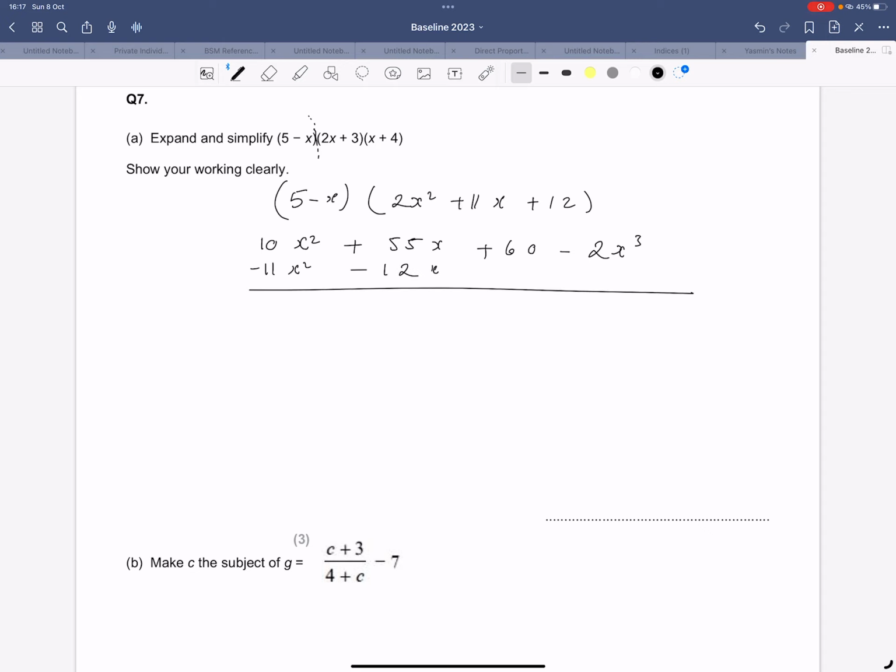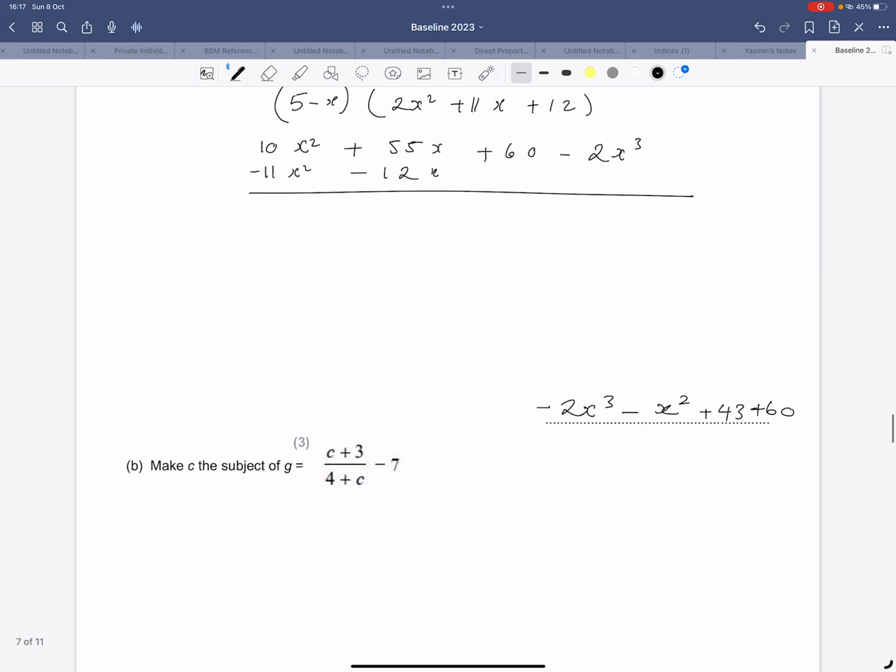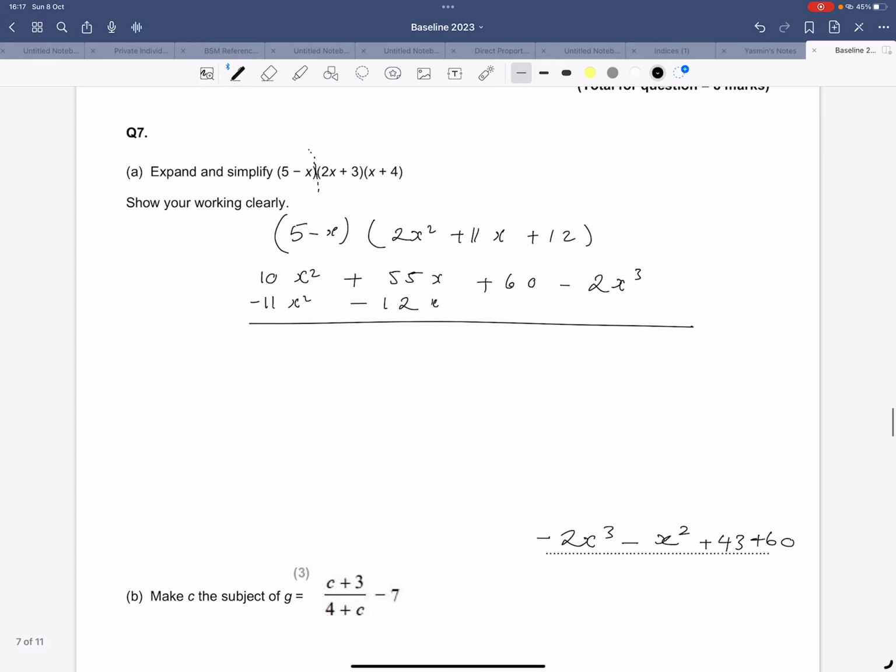Okay, so that will give me the following. So negative 2x cubed stays the same. 60 can stay the same at the end. I'll just do 10, take away 11. That's going to be negative 1x squared. And finally, 55 subtract 12 will give me plus 43. And I'm done. Nice and organized.